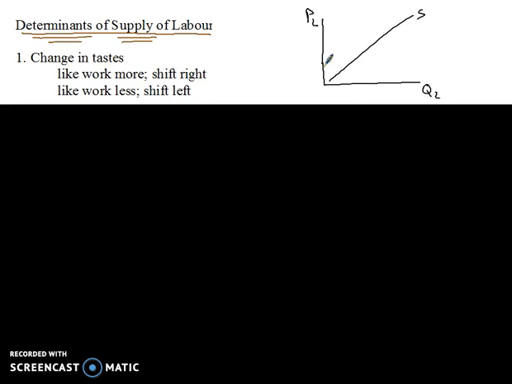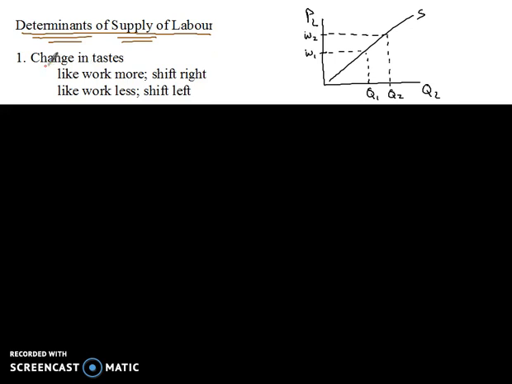That is to say, the higher the wage that is paid, the more people are going to be willing to go out and work and do a job. So the more people are going to enter the labor market. Okay, that's the supply curve for labor and moving along the supply curve. The question now is what causes the supply curve to shift? Well, there are three determinants that cause the supply curve to shift.